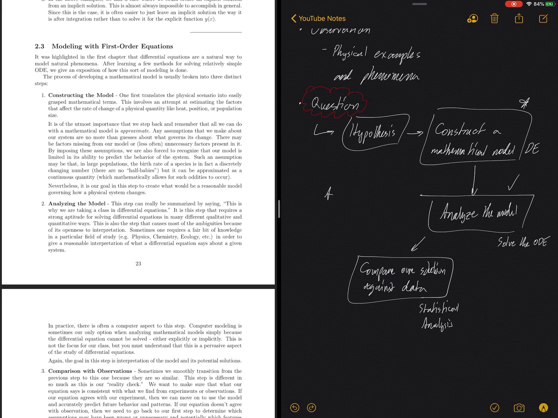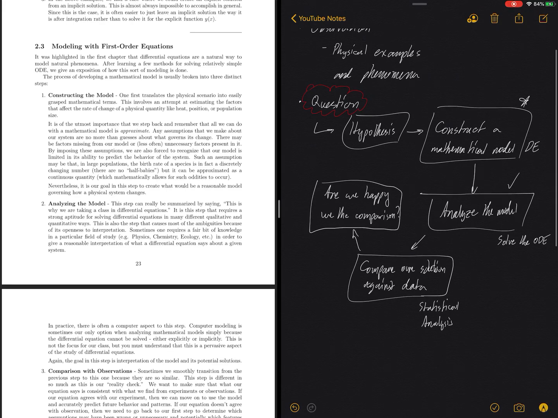Once you have your model and you understand it very well, you're going to compare that against your data. And we ask the all important question: are we happy with the comparison? Does this equation actually model our scenario well? And if not, then we're going to go ahead and start this cycle all over again, right?